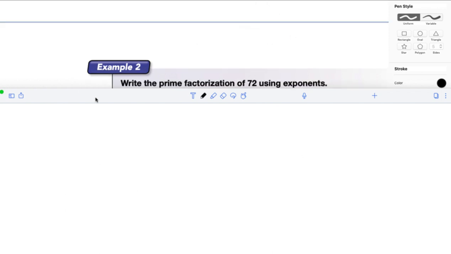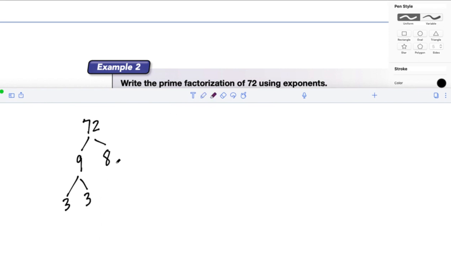In example 2, we are asked to prime factorize 72 using exponents. So 72, if I prime factorize it, it means I'm figuring out all of the values that multiply to give me 72. We talked about this earlier. So 9 times 8, I know is 72. Since neither of these are prime, I'm going to keep working. I can take 9 and break it down into 3 times 3.